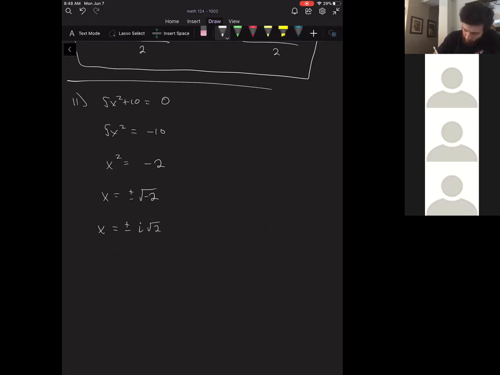So what this means is we have two answers. We have x is equal to i square root of 2, and x is equal to minus i square root of 2. So this plus minus sign just means we have two things. We have the positive version and then the minus version.